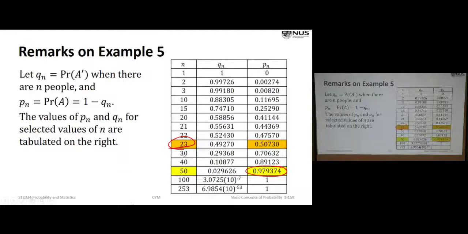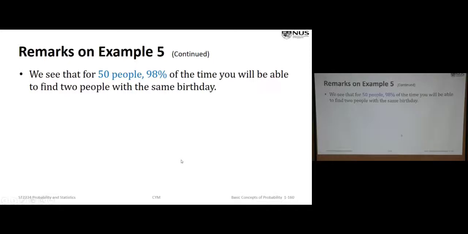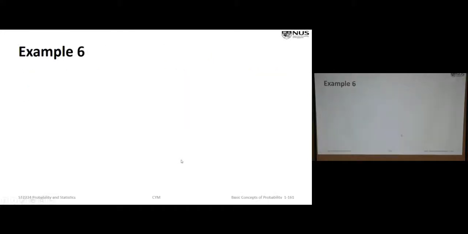So in other words, it's not too difficult to have people share the same birthday. Even for a small group like 23, the chance is 50%. All right? Okay.